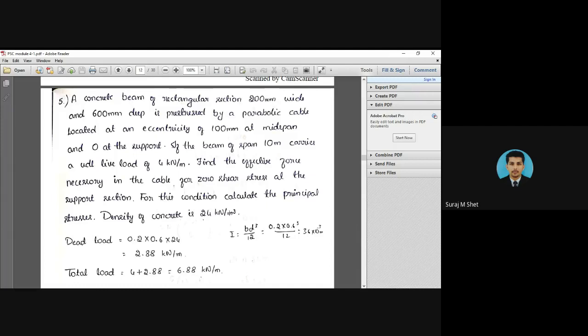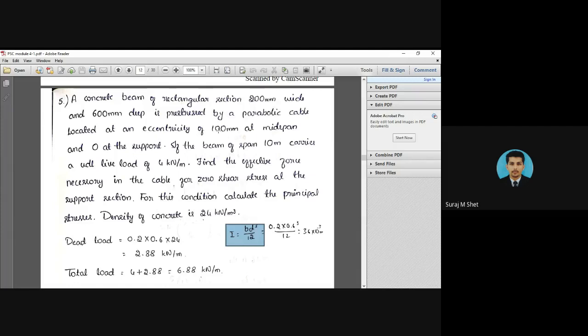So in this problem, this is a rectangular section. The data given: breadth is equal to 200 mm and depth is equal to 600 mm. So the first job is to calculate the moment of inertia. What is the formula to calculate I? I is equal to BD cube by 12. They have also given the eccentricity. The eccentricity indicates this cable is not straight, so it is a parabolic cable.